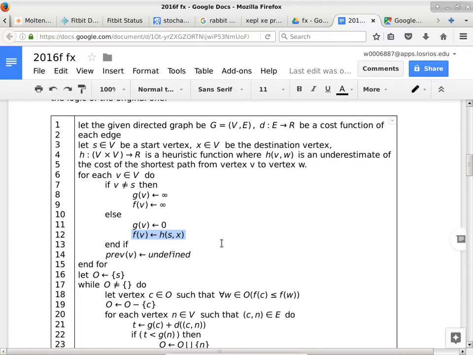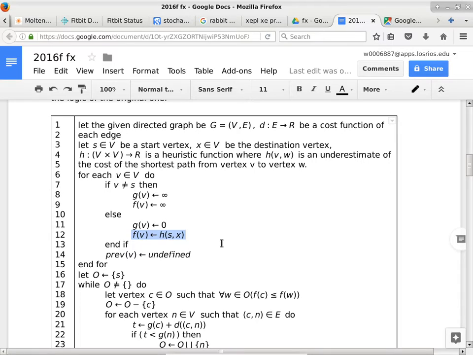Is that okay? All right. What about F then? F is kind of a combination of this and the heuristic to the destination. So F of V is the estimated distance from the start vertex S through V to X.